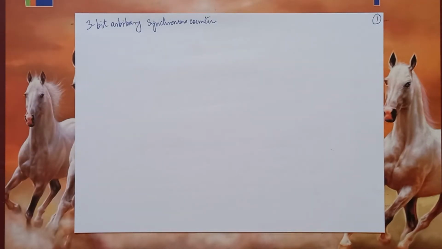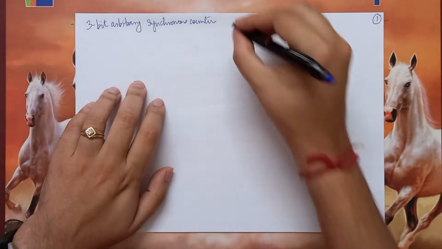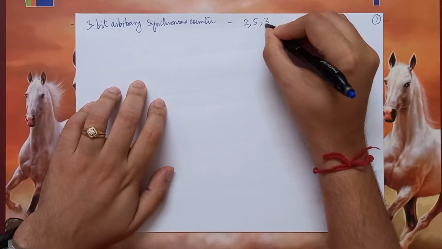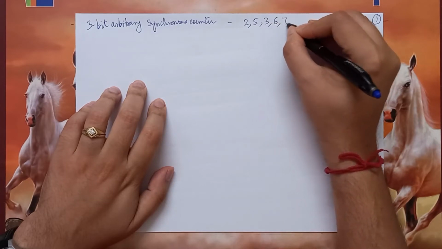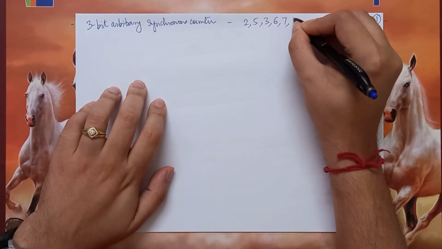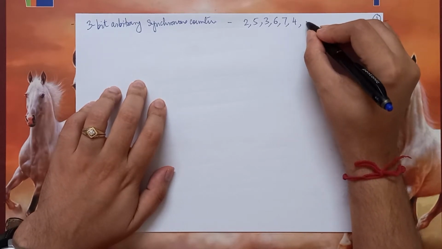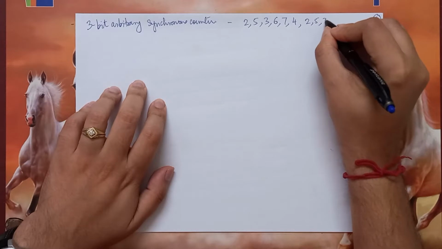So let's say we want to generate a sequence which looks something like this. This is the counting sequence. Again, after this we have 2, 5, 3 and so on.